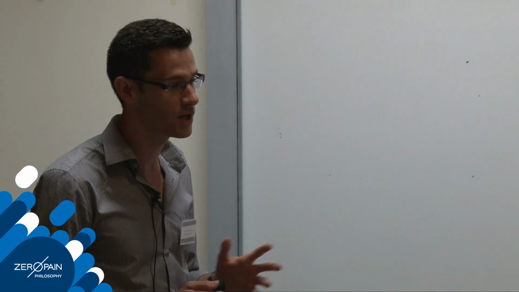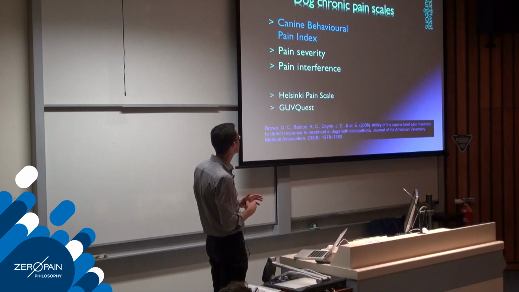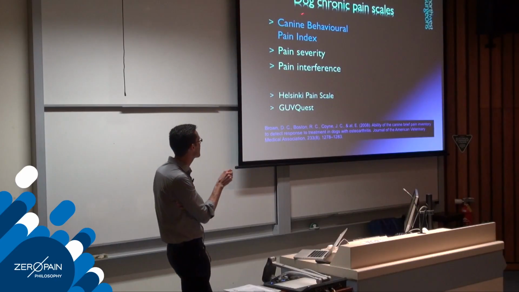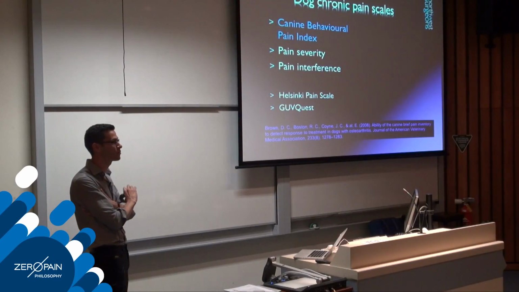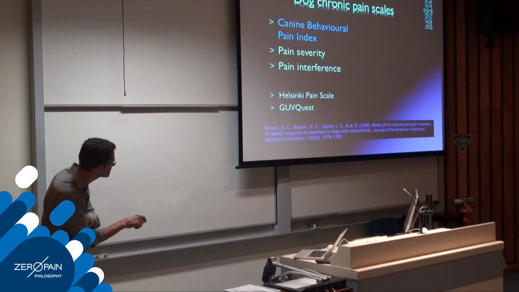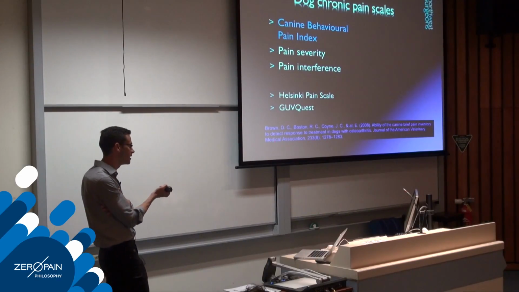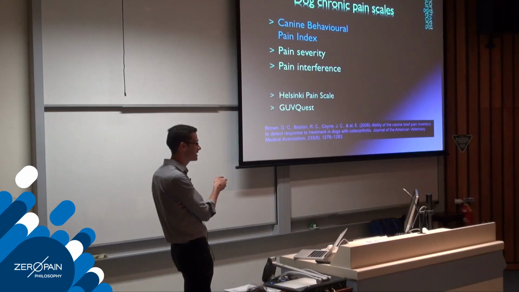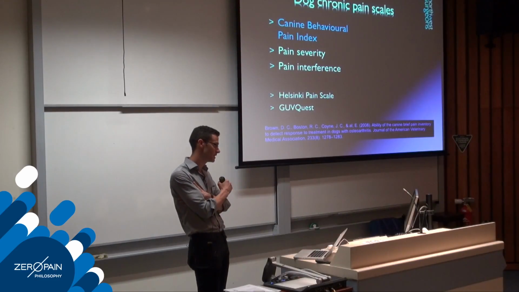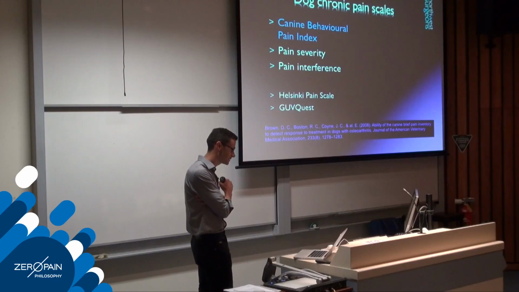There is a pain scale. There are a couple of chronic pain scales for dogs. Nothing for the cat at the moment, but there are some in development. The one I quite like and have most experience of using is called the Canine Behavioural Pain Index, and that's the reference at the bottom there. I think the reference probably is in your notes as well, but if you Google Canine Behavioural Pain Index, again, you can download the pain scoring sheet.